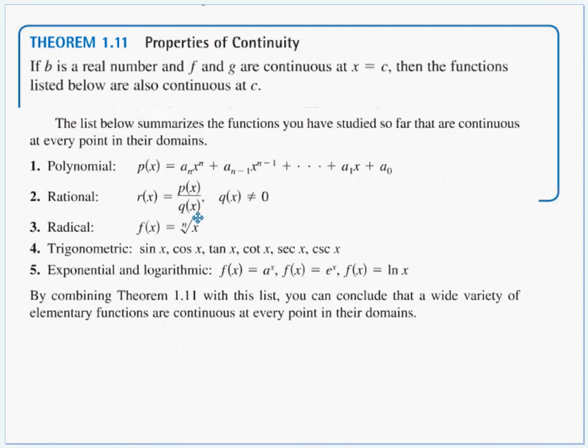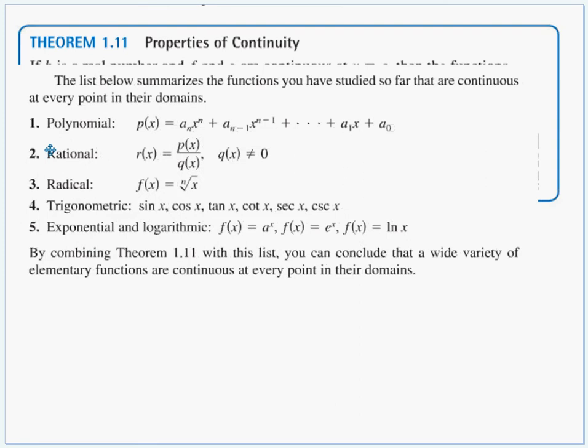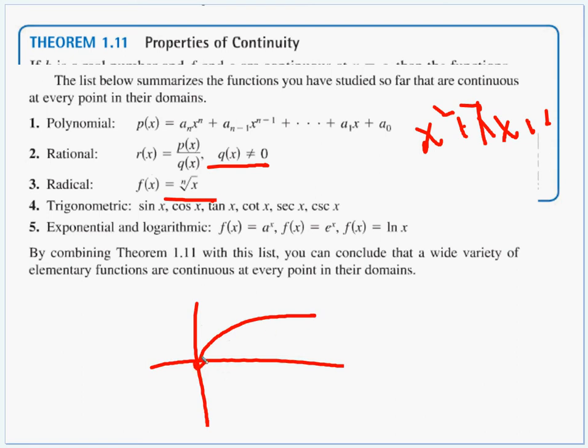The list below summarizes the functions we've studied so far that are continuous at every point in their domain. Important qualifier: some functions will have vertical asymptotes, but in their domains, or between the asymptotes, they will have continuity. So any polynomial, like our good old x squared plus 7x plus 3, is going to be continuous. Any rational function, p of x divided by q of x, as long as your denominator is non-zero, is going to be continuous everywhere in its domain. Same thing with radicals. We talked about the square root of x looking like this. It's not in quadrants 2, 3, or 4, but in its domain, it is continuous.